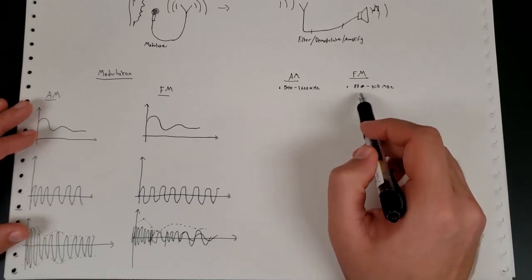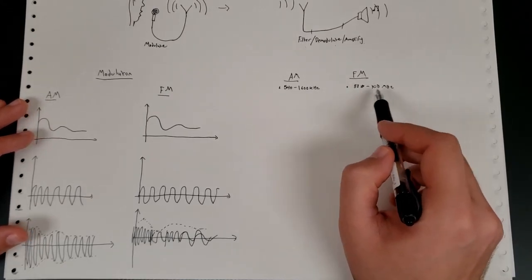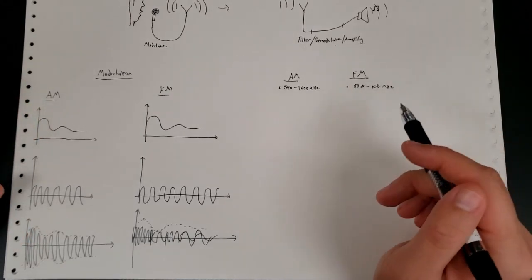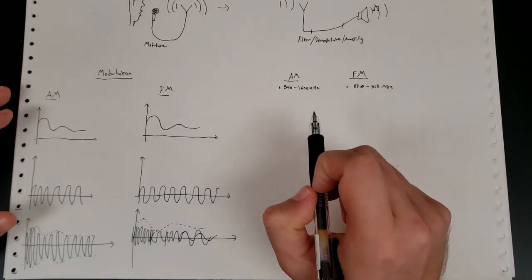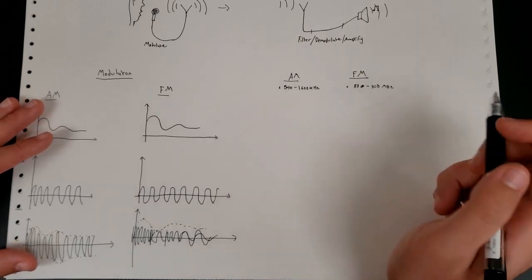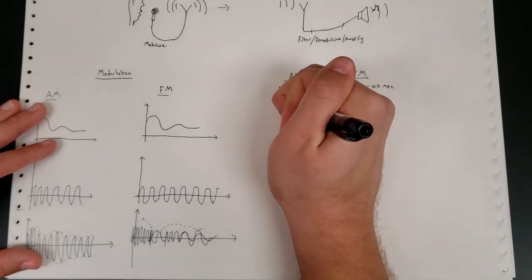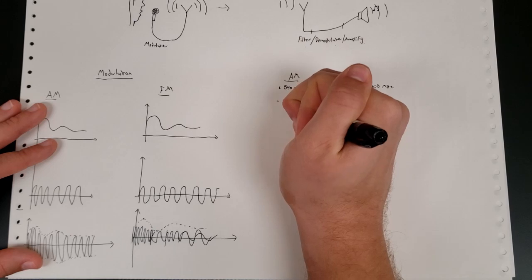Now these numbers should look familiar to you, especially these FM numbers, because these correspond to the radio stations that you see on the radio. They're written in terms of the frequency that they're broadcast at. So one benefit of AM is that we can transmit over large distances.